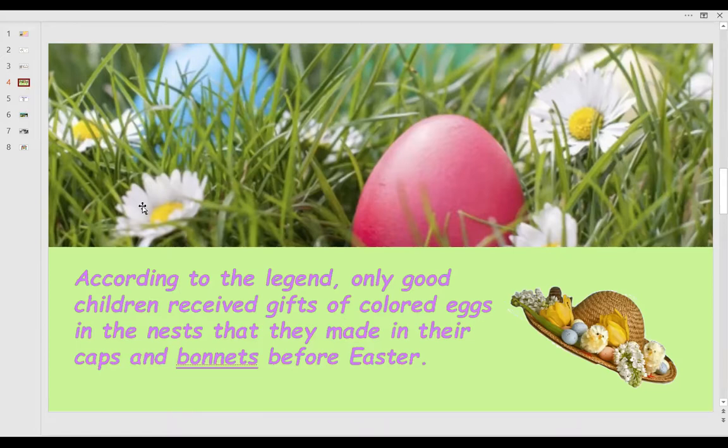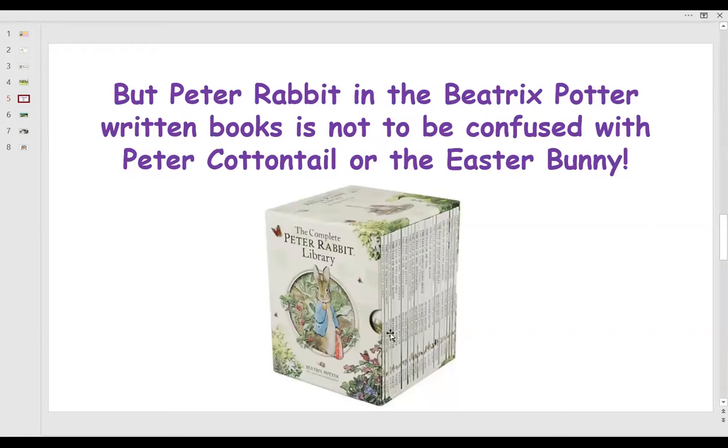We're moving up. And what's this slide going to say? But neither Peter Cottontail or the Easter Bunny should be confused with Peter Rabbit in the Beatrix Potter books, because they're not connected. Oh, I know. I go on and on and on.